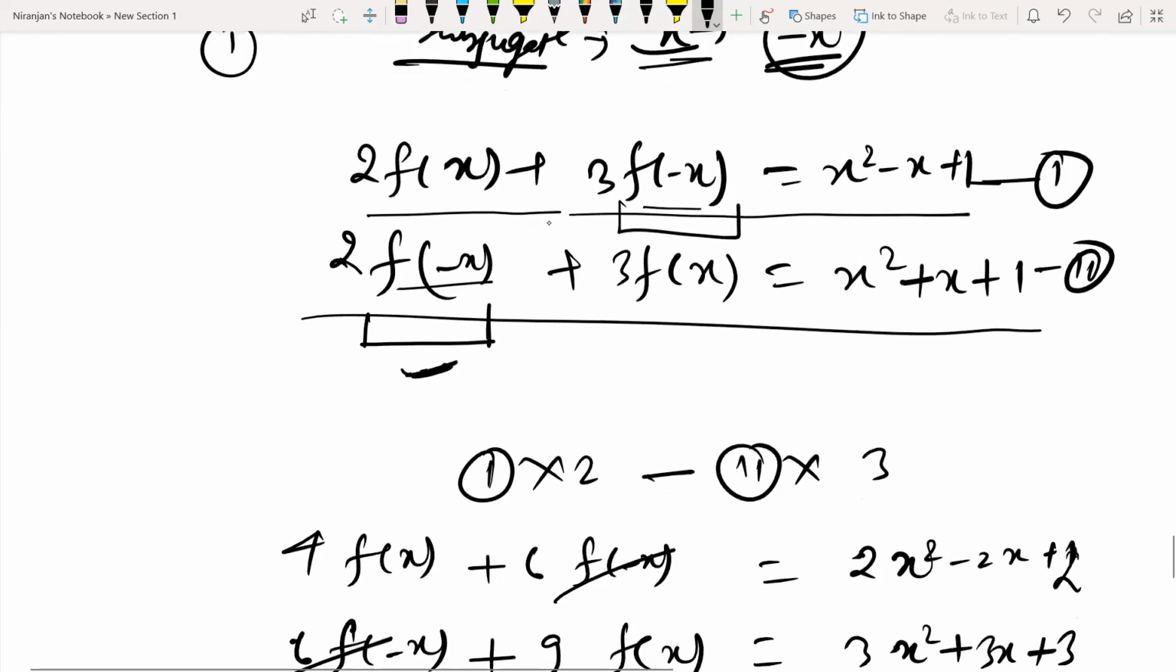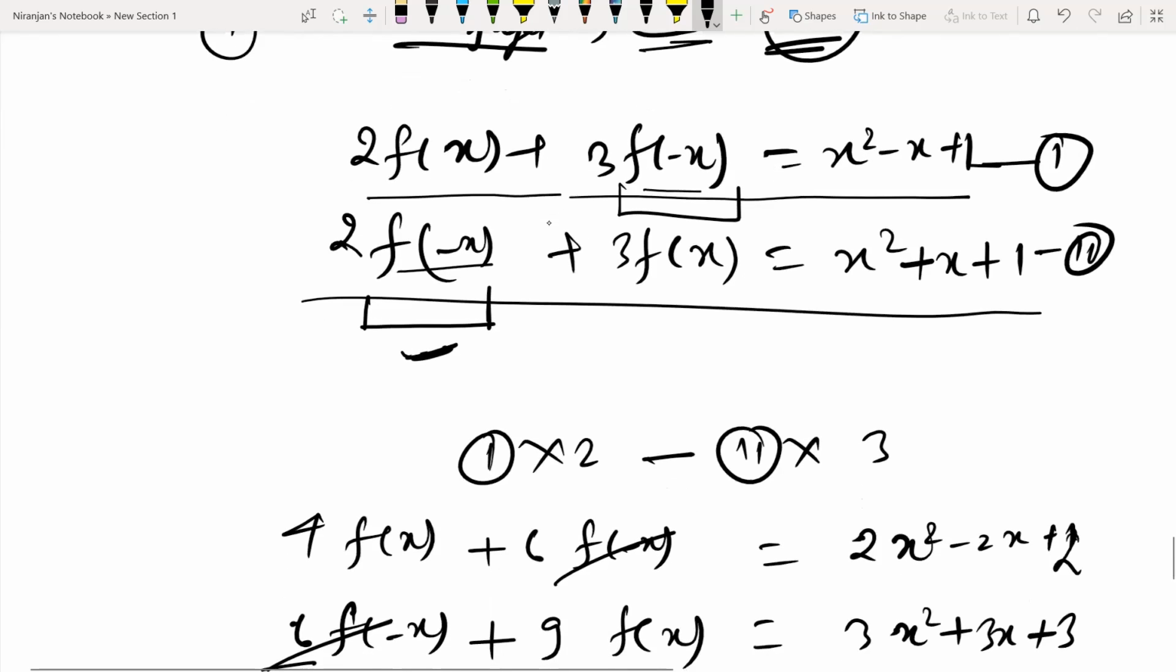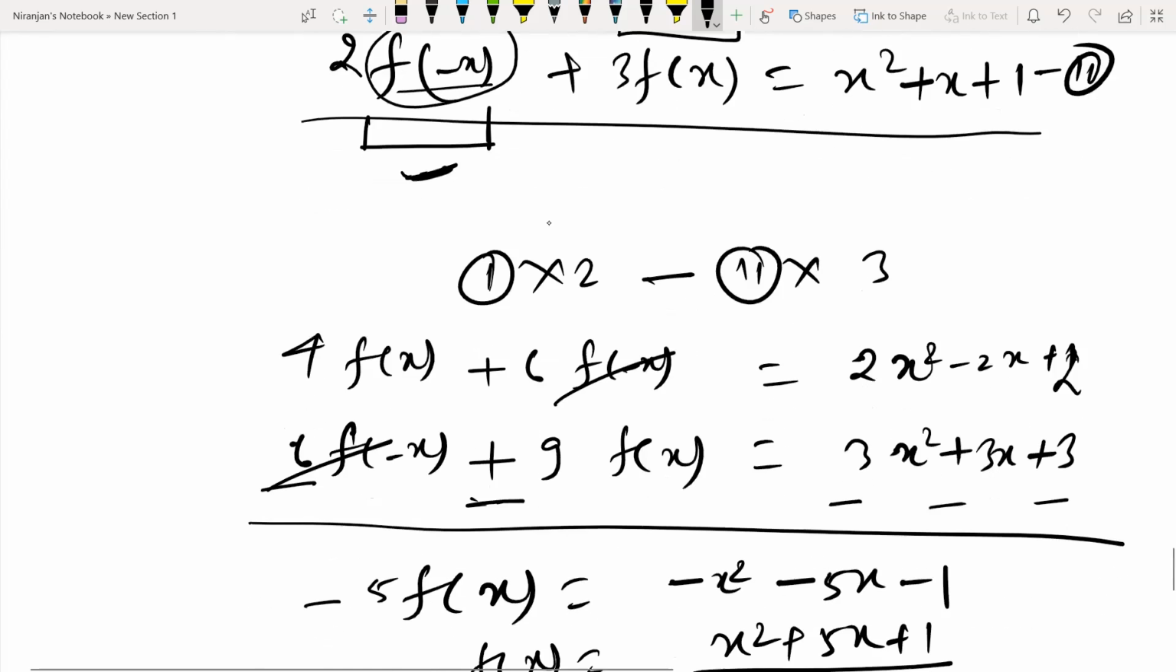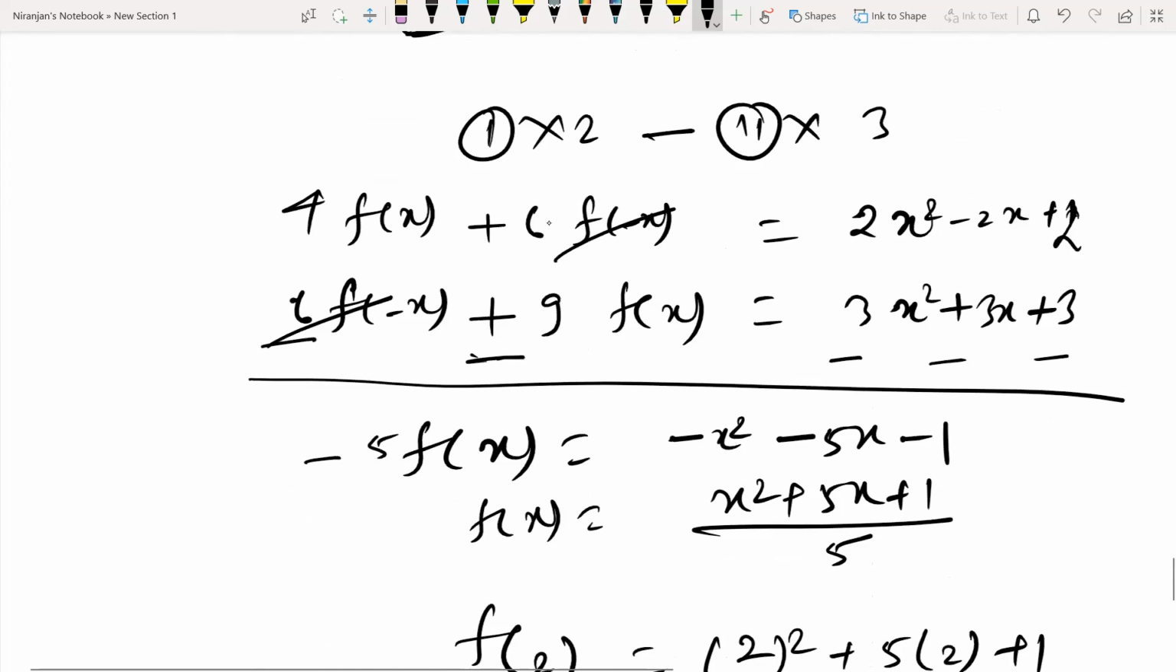What exactly do you do after that? You remove the term which is extra. So your f of minus x is extra, because you want to calculate f of x, right? So I wanted to remove f of minus x from this. What did I do? I did some manipulation: multiplied equation 1 with 2 and equation 2 with 3, and then subtracted these two, and then I got an expression for f of x.